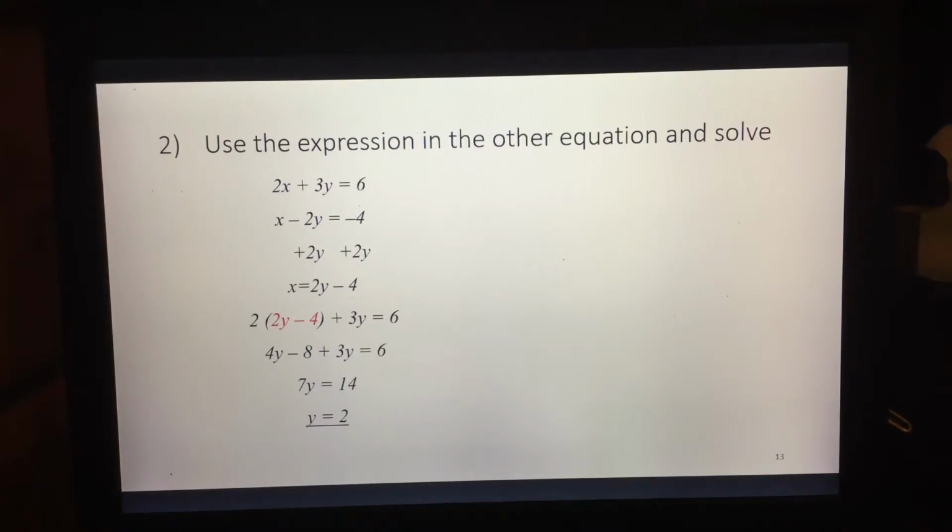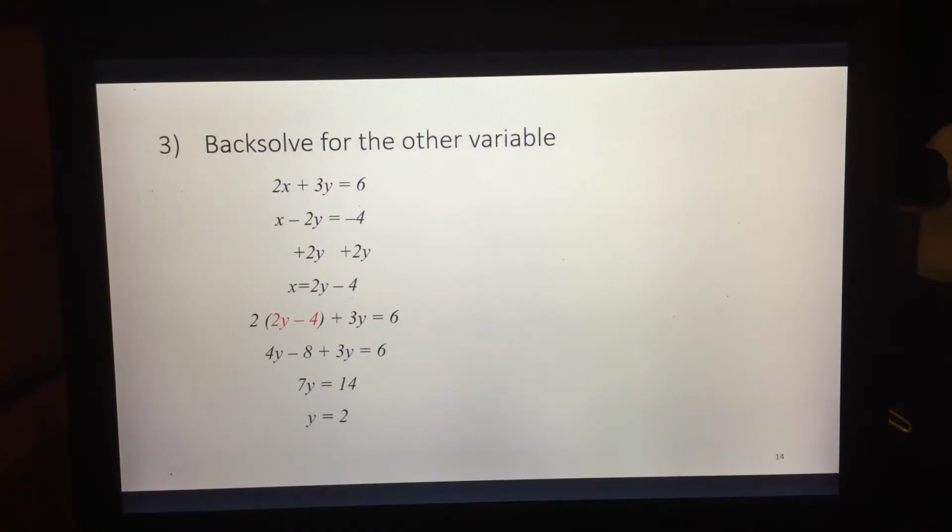Do you remember the third step? Starts with the B. Back solve for the other variable. How do we do that? We take our value of 2 and we substitute it back into the original equation and solve for x. 2x plus 3 times the 2 that we're going to substitute in for y equals 6. Simplify. 2x plus 6 equals 6. Combine like terms. 2x equals 0. Divide both sides by 2. x equals 0. So our solution is (0, 2).